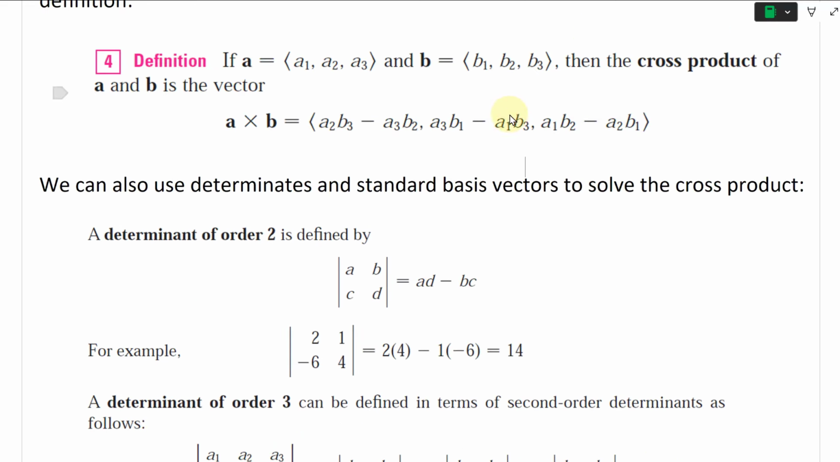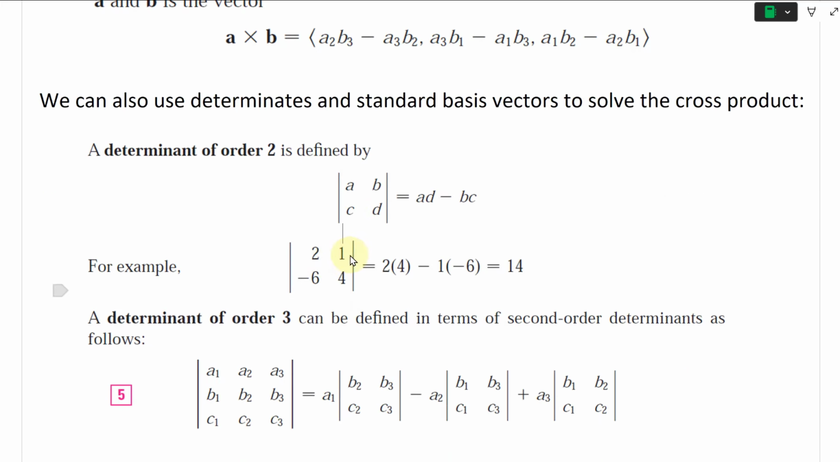It's just easier to memorize. A determinant of order 2 is defined by, if you have rows A, B and C, D, then the determinant is A times D minus B times C. Hence the word cross comes in, the cross product, so you're crossing over. For example, with 2, 1 and negative 6, 4, the determinant of order 2 is 2 times 4 minus 1 times negative 6. That's 14.